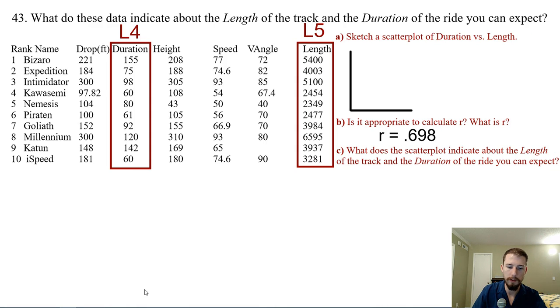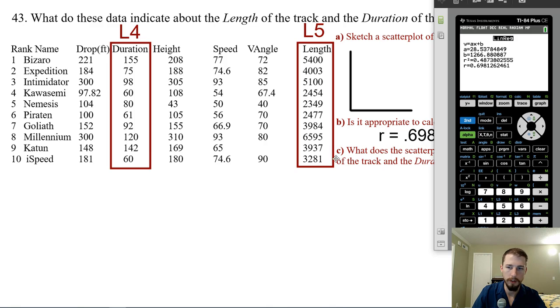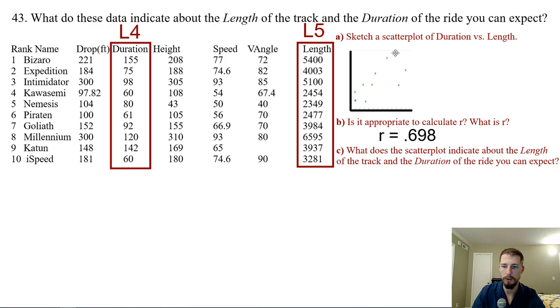If we want to graph the scatter plot for that, no big deal. We just go to second y equals. Our x-axis, we're going to do list 4, which is the duration. So we're going to do duration versus length. And then list 5 will be our y list. No big deal. Then just hit zoom 9. And that's it. So I've graphed that out for you here. You can just graph a rough scatter plot. It doesn't have to be perfect, okay?